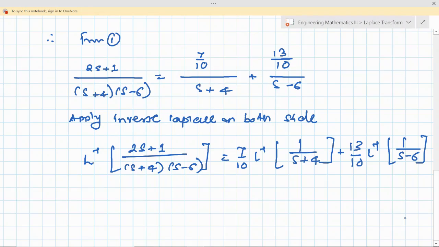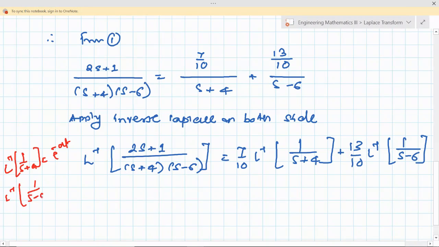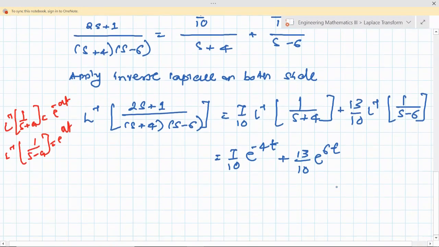As you remember, what is the inverse Laplace of 1 upon s plus a? This is e raised to minus at, isn't it? And what is the inverse Laplace of 1 upon s minus a? This is e raised to plus at. These two results I am going to apply. So this is equal to 7 by 10 into e raised to minus 4t plus 13 by 10 into e raised to 6t. And that's it. This is my answer. So this is the inverse Laplace of the given function.